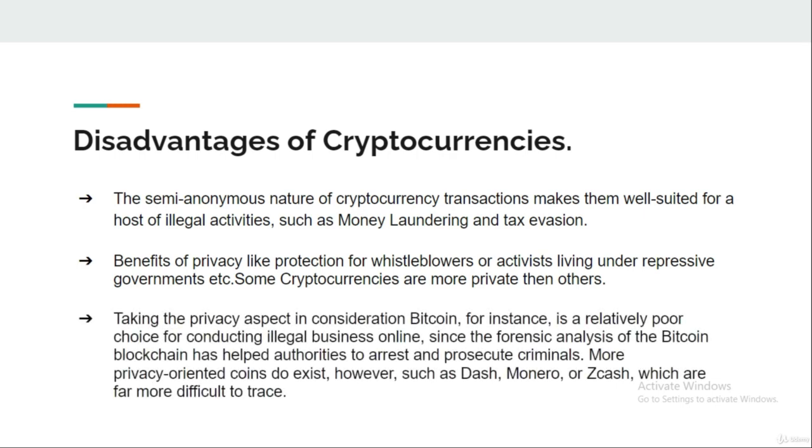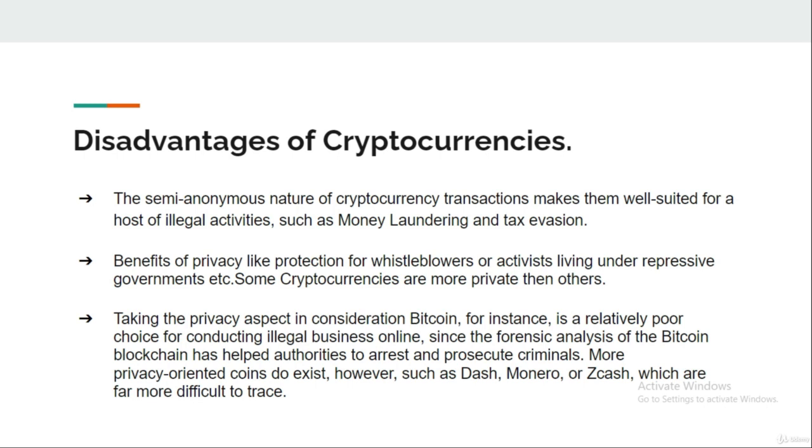Taking the privacy aspect into consideration, Bitcoin for instance is a relatively poor choice for conducting illegal business online. As we discussed earlier, the forensic analysis of the Bitcoin blockchain has helped authorities to arrest and prosecute criminals. More privacy oriented coins do exist, however, such as Ethereum, Dash, Monero, or Zcash, which are far more difficult to trace, but still the majority of illegal transactions are implemented in the form of bitcoins. That were the advantages and disadvantages of cryptocurrencies.